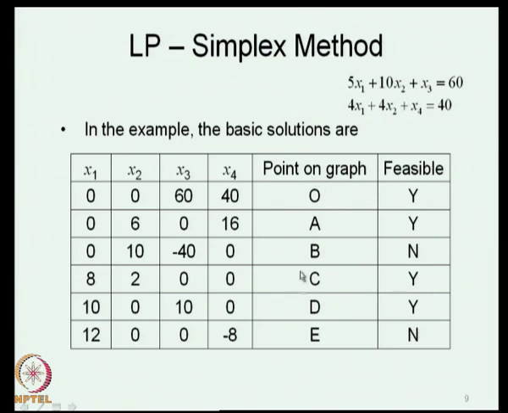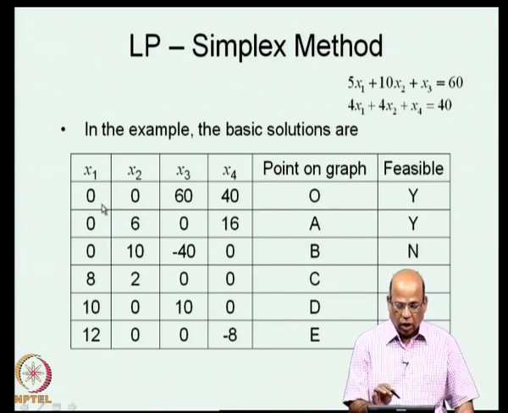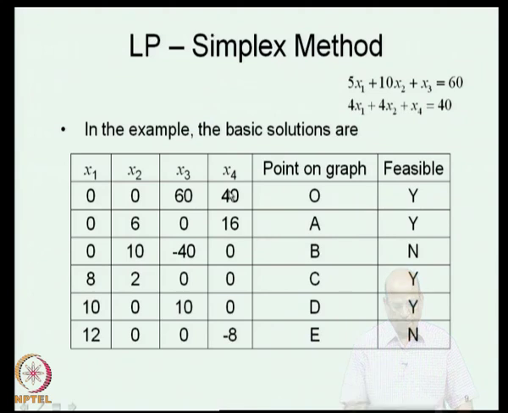So, these are the 6 basic solutions that you could obtain. The basic solutions are, in this particular case, the solutions obtained by setting any two of the variables to 0 and solving for the other two variables. Out of these 6 basic solutions, you see that 4 of them are feasible solutions and 2 of them are not feasible. So, in any set of basic solutions, some solutions may be feasible, some may be infeasible.